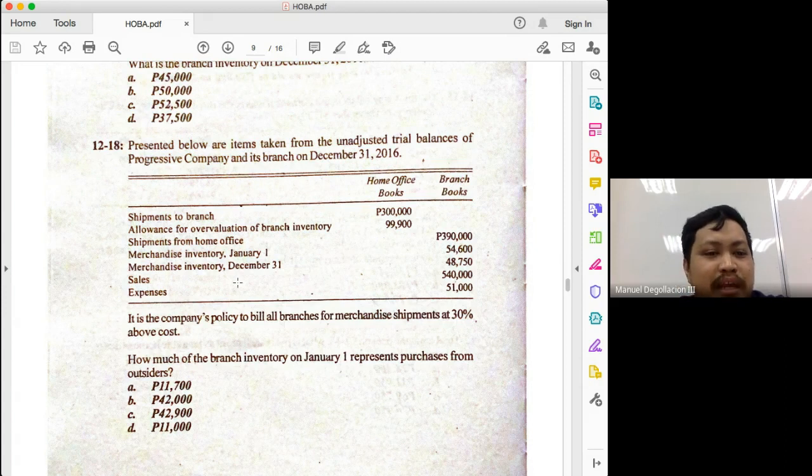How much was our total beginning inventory, class? It was 54,600. We know that this 54,600 came from two sources. We have determined that the cost of the inventory that came from the home office is 33,000. Do we deduct the 33,000 from the 54,600? Is that the next step to arrive at the amount that came from outsiders, class? Not yet, because the 33,000 is still at cost, and the amount included in the 54,600 is at billed price.